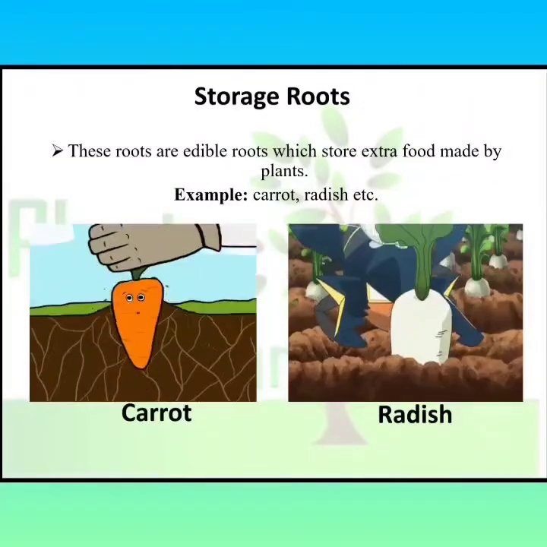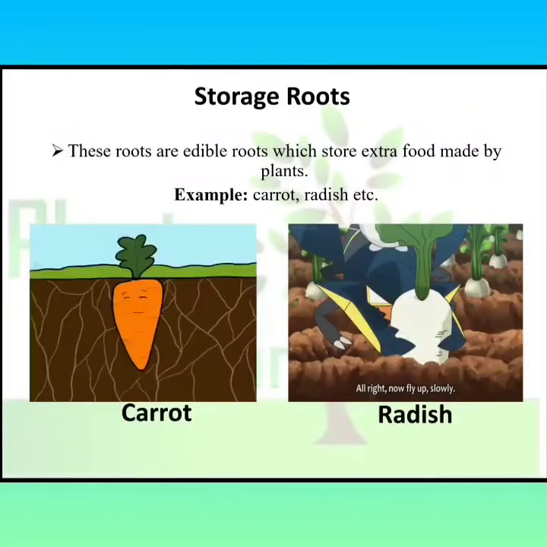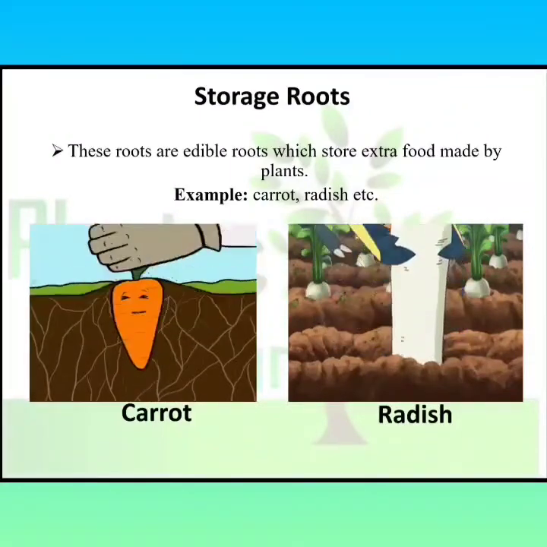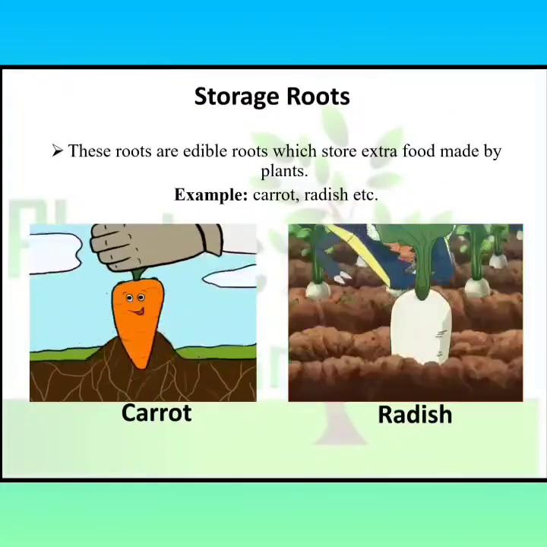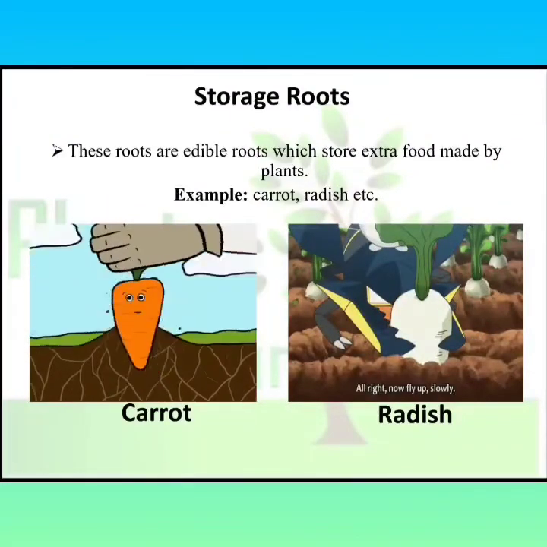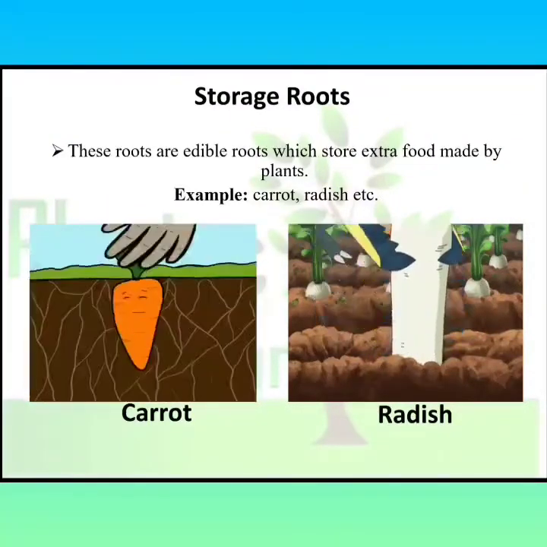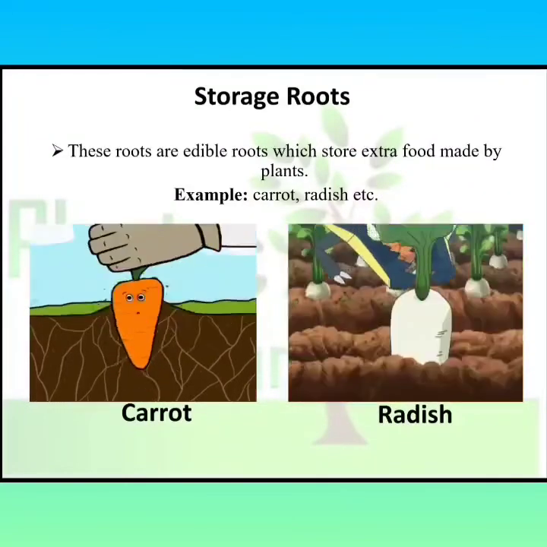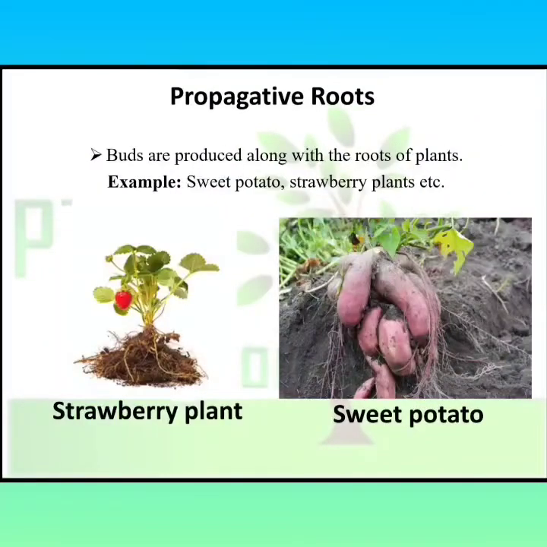Let's talk about the storage roots. These roots are edible roots which store extra food made by the plants, like carrot, radish, turnip, beetroot, sweet potato, etc. Propagative roots. Propagative roots are the roots where buds are produced along with the roots of the plants, like sweet potato, strawberry plant, etc.